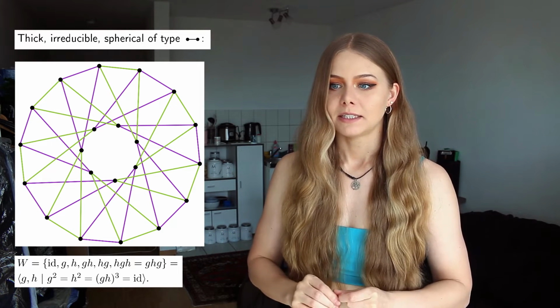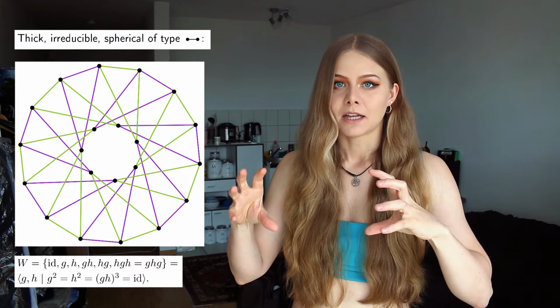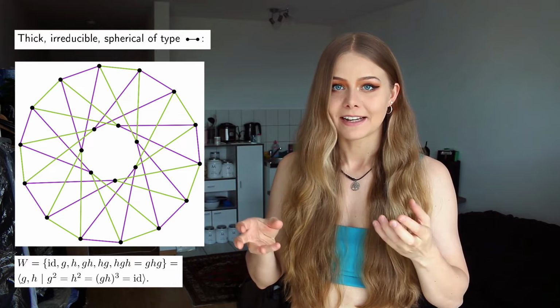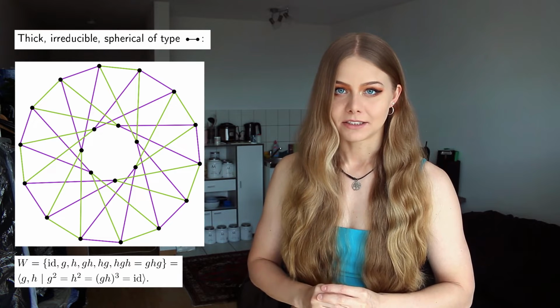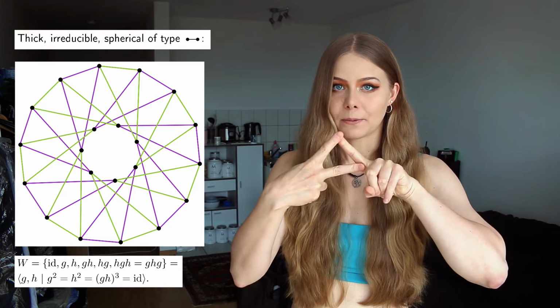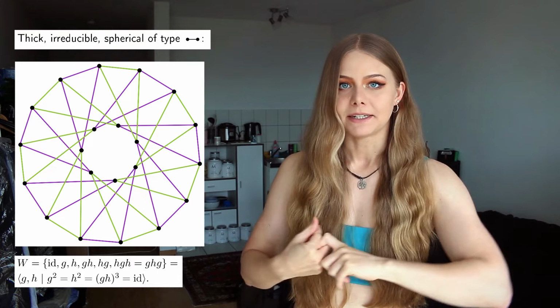We've also seen that the dihedral group D3 has 6 elements. So in particular, it is finite. So that means that our building is spherical. We've also seen that our residues are triangles. So we have 3 vertices in each residue, and that means our building is thick.